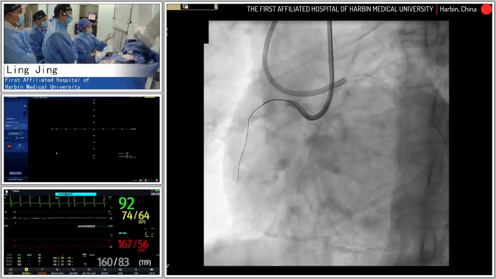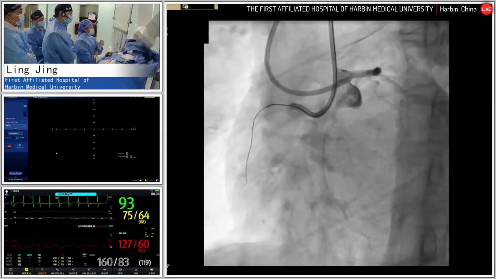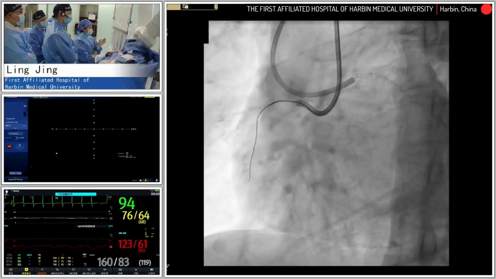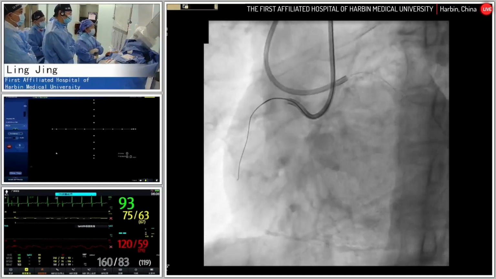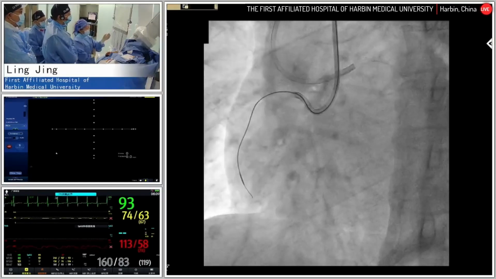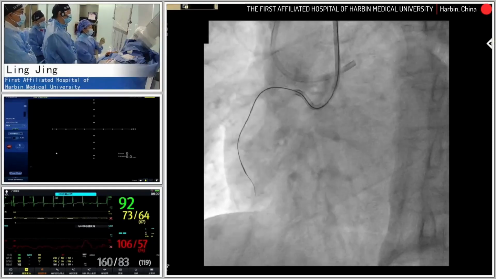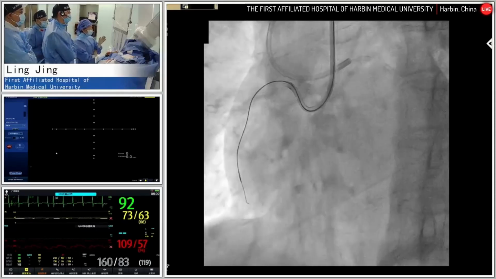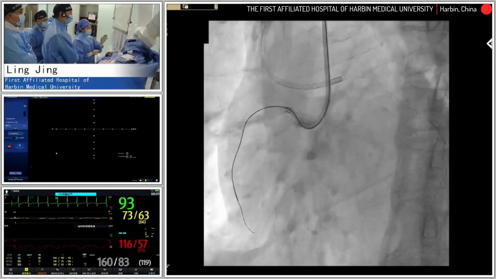Now we use Caravelle microcatheter and XTA first. Okay, XTA first. Then we find in the proximal, the XTA is not entering the true lumen. So we change to Gaia First.